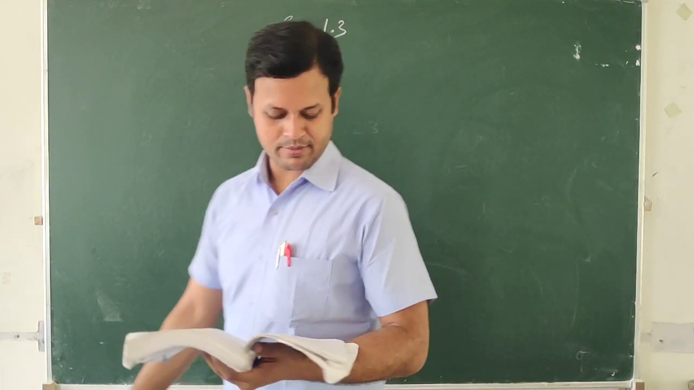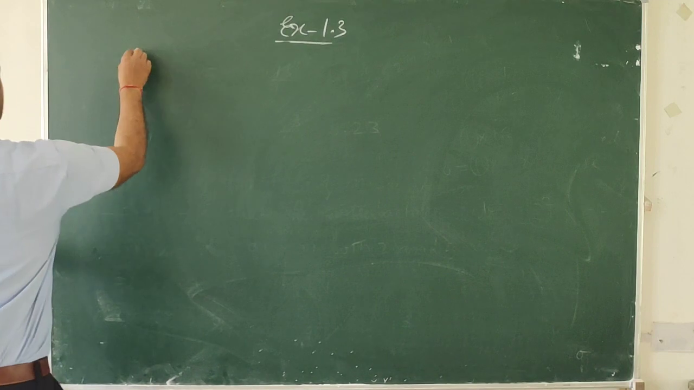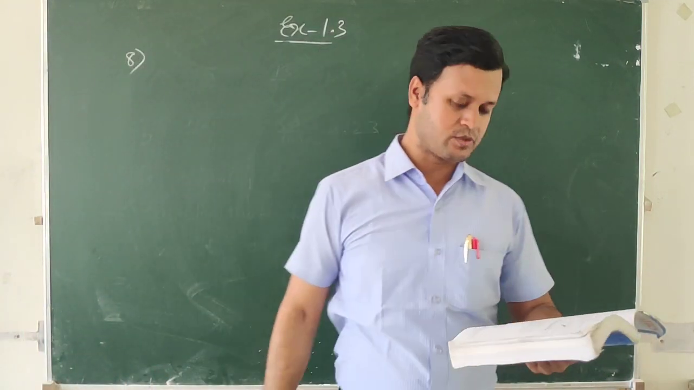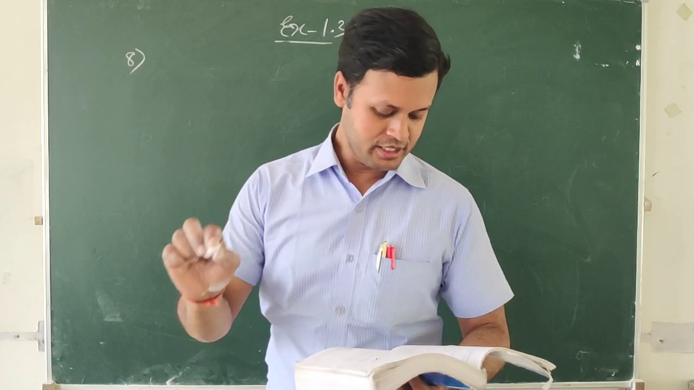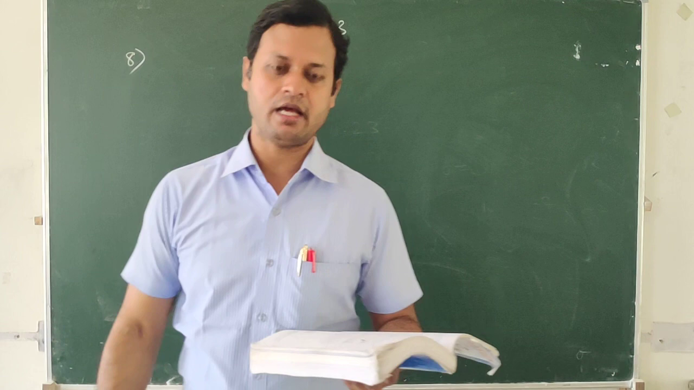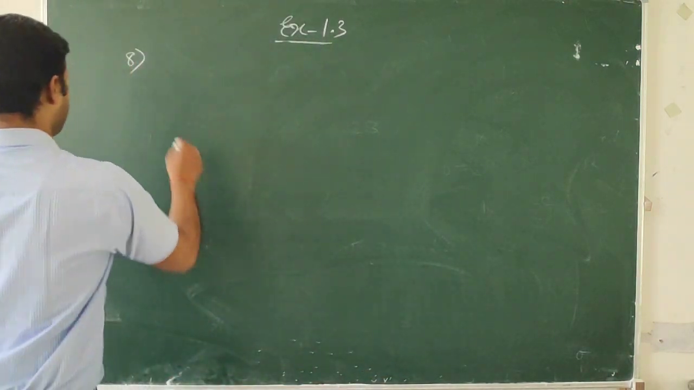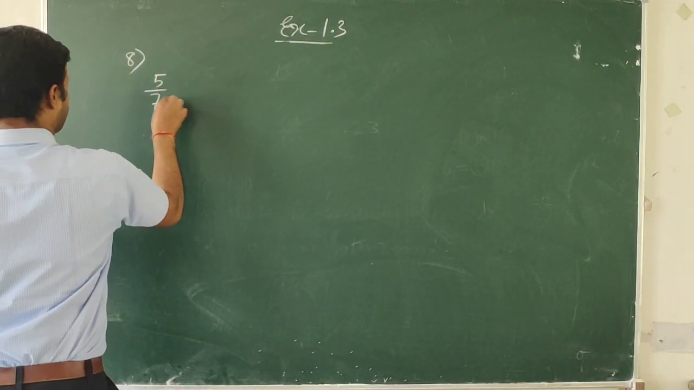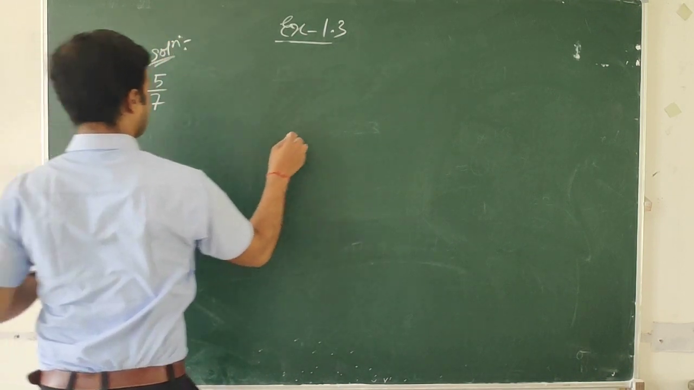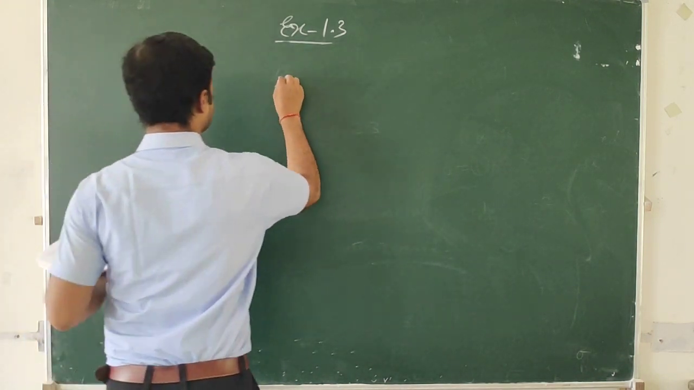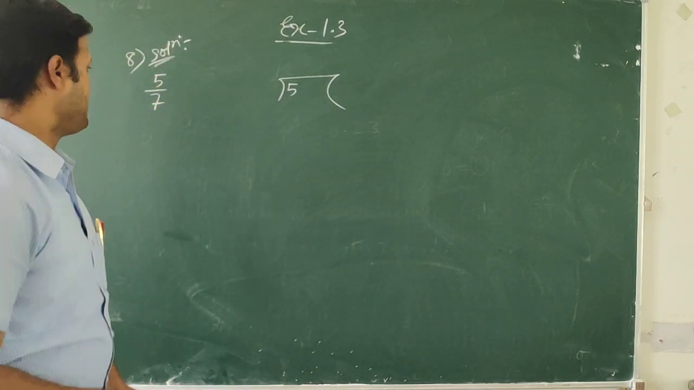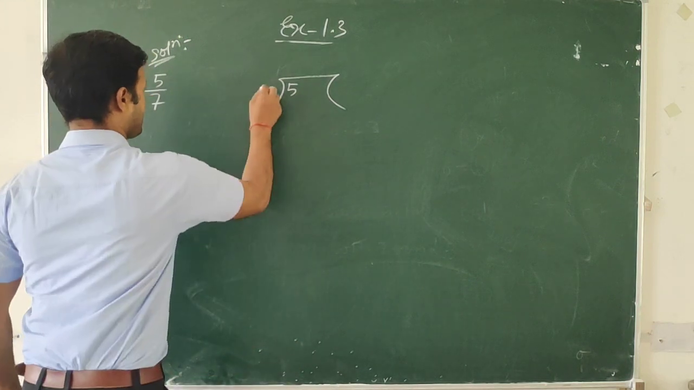Next, students, let us come to number 8. Number 8: find three different irrational numbers between the rational numbers 5 by 7 and 9 by 11. Okay. So 5 by 7. We divide 5 by 7, meaning 5 will be divided by 7.